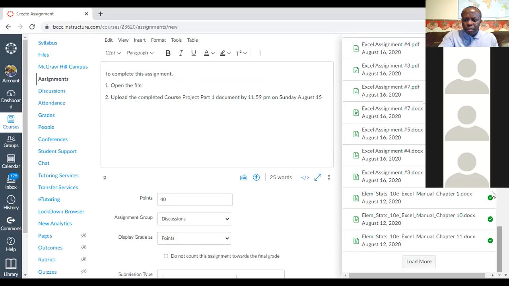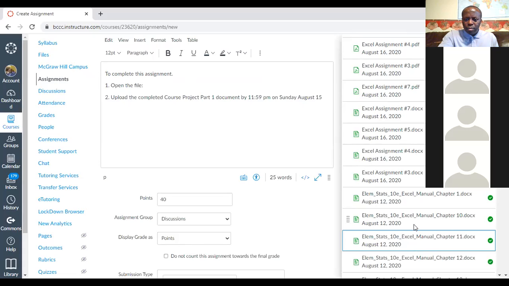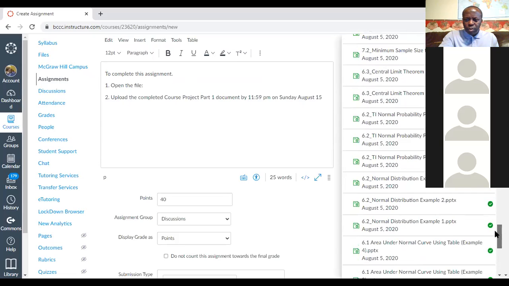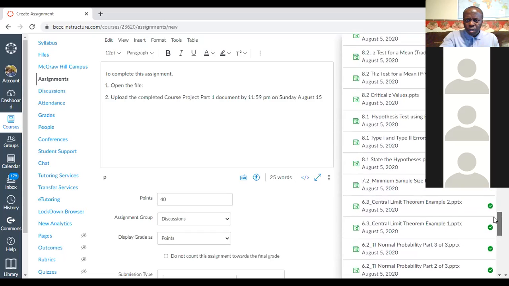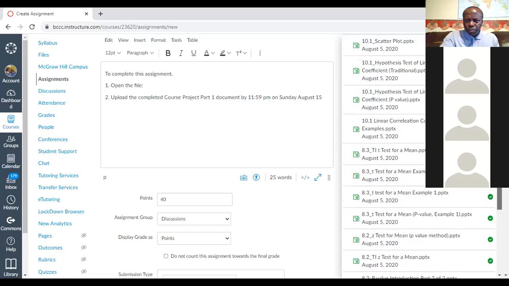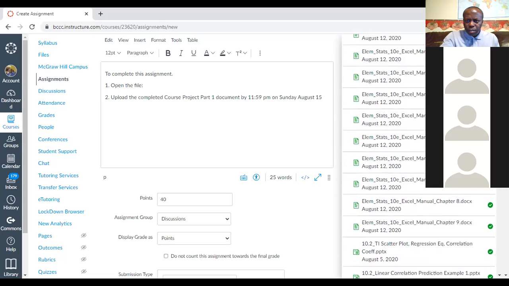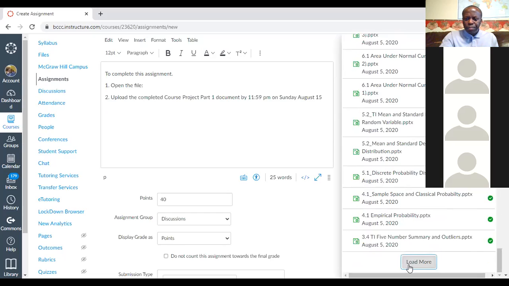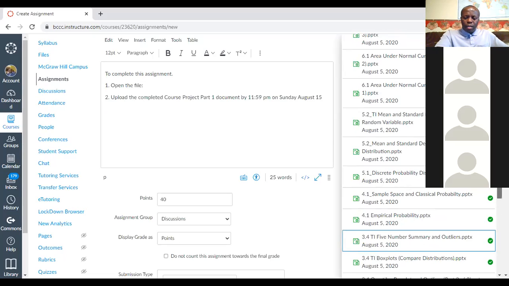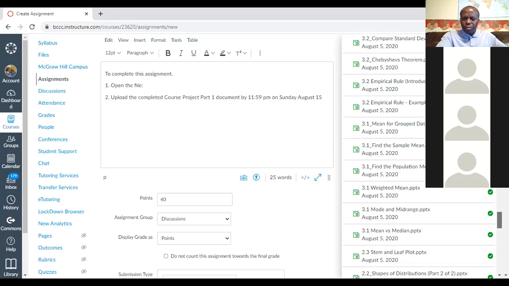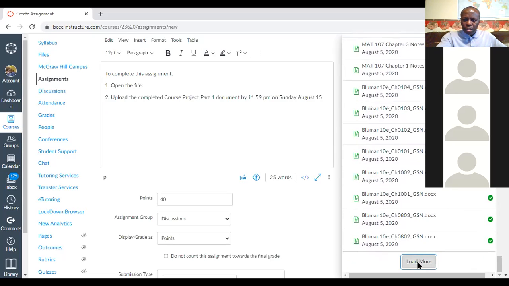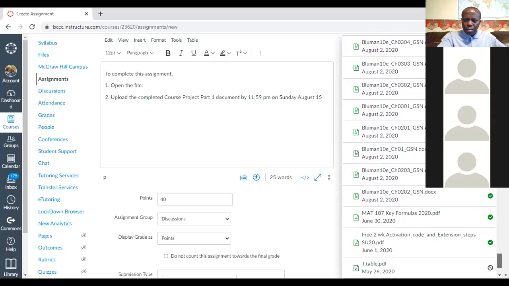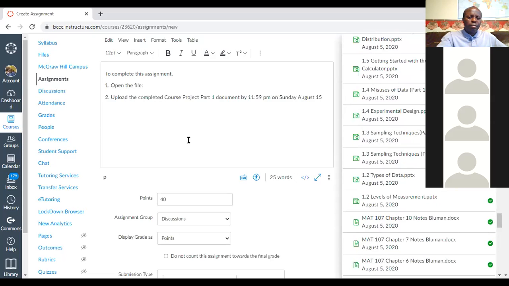Interesting. Load more. I want more. So I'm going to go down until I see the projects. P value projects. Okay, I'm going to load more. Okay. Just one minute. Okay. All right. So what I'm going to do now is again copy this.